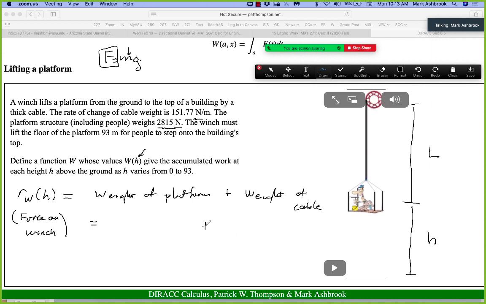What about the weight of the platform and the people? That would be 2,815. Given. Half done. Okay, so what's the weight of the cable? Is that constant or changing? Changing, right? It's changing. And so how do we get what it is? We need it to be a function of h, right? So here we are. It's h above the ground. That means that there's L, and this was 93.